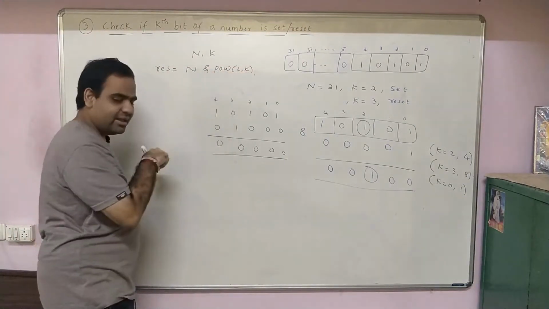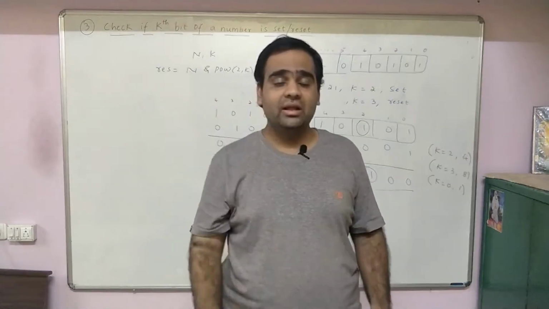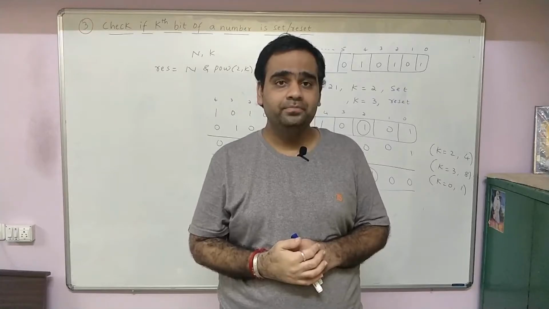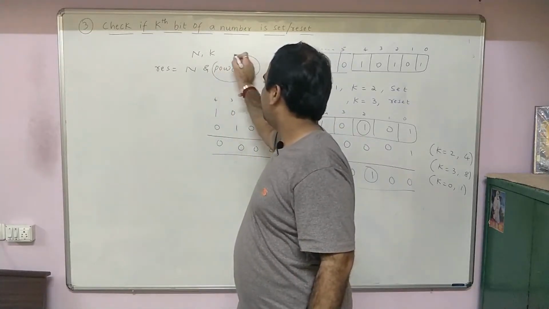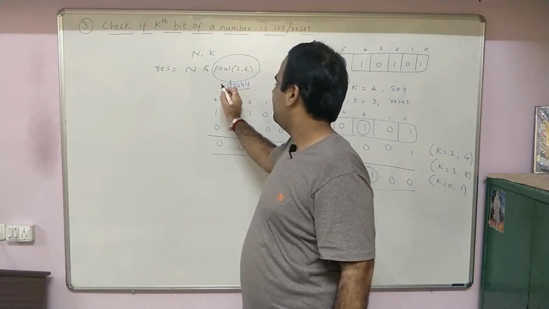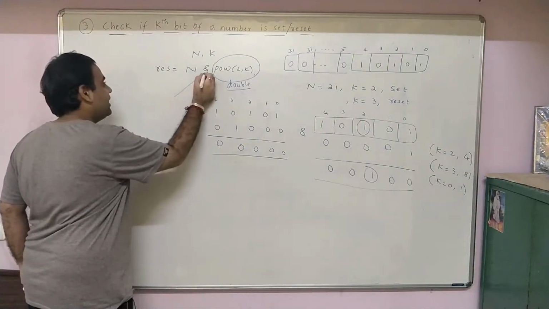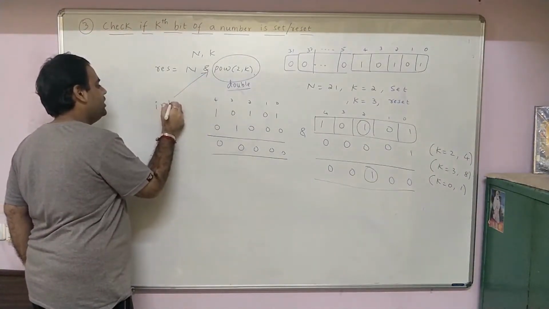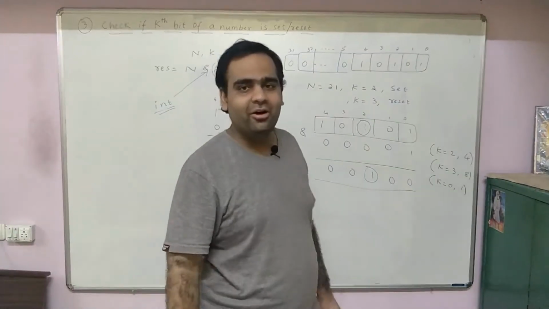Now if you write like this in a C program, you will get an error. Why will you get an error? Can you think of it? Because the power function gives the answer in double, a real number, and this bitwise AND can only be applied on integers.